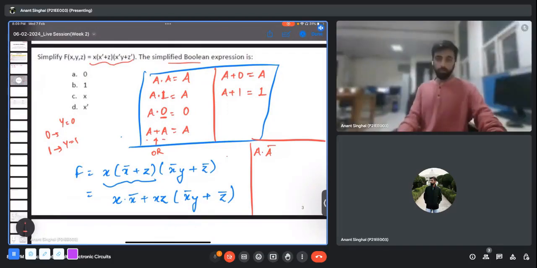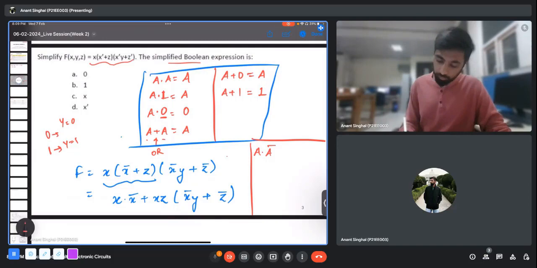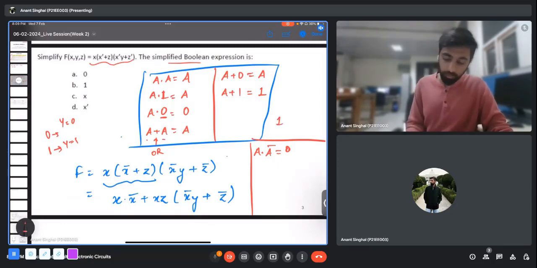So yes, let's continue. I was telling you some more properties related to the complement. If we do the AND operation of a variable and its complement, it will always give you zero, because if the variable is one, its complement will be zero, and even if it is zero, the complement will be one. So we are anyway getting a zero.